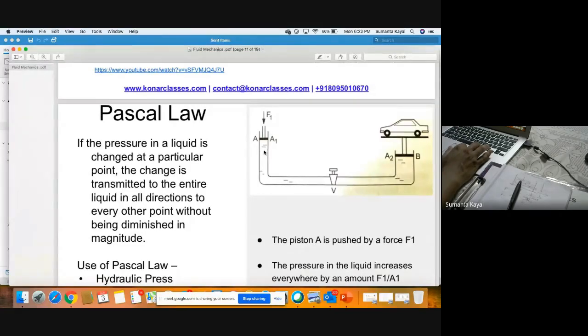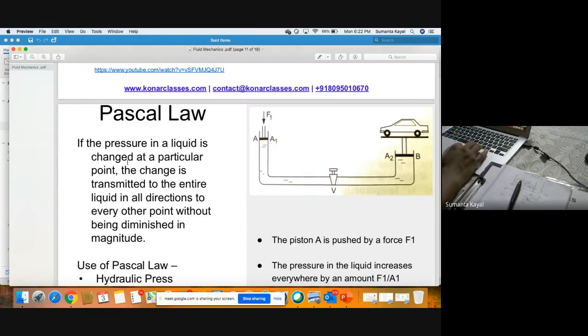Here Pascal is saying the amount of force you apply in the liquid will be converted into pressure. We know that P equals F by A. So that pressure will be transmitted throughout the liquid at every point, without losing its value. I'm just telling it in a very simple and easy way to understand.